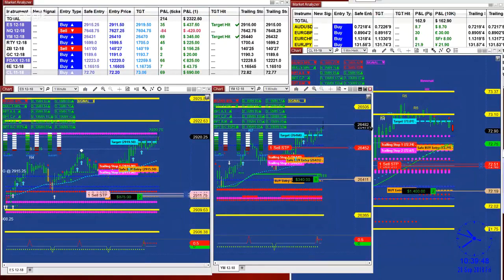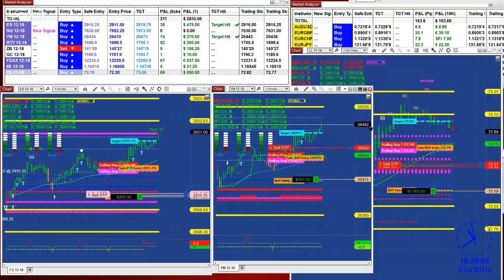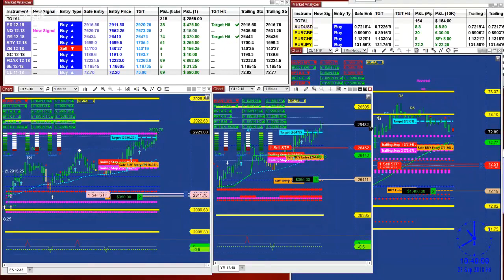For the gentleman from Canada, Mr. C Trader, we are about to get a new signal, I think, on the NASDAQ. I think, yes, we have a new signal on the NASDAQ entry price 652.25, target 673 level. And we have a bingo on the NASDAQ.